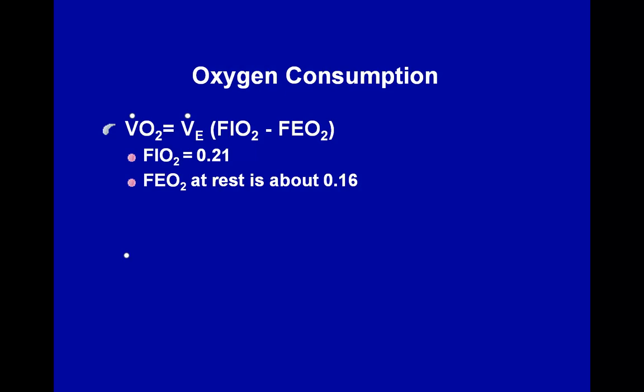So what we're saying is the oxygen that we consume is the difference between the amount of oxygen we breathe in, which is minute ventilation times FiO2, and the amount of oxygen we exhale, which is the minute ventilation times the FeO2. We're assuming that volume inspired is the same as volume expired in this equation.